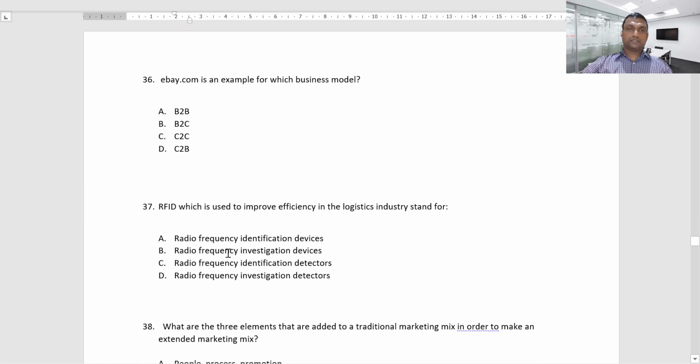Question number 36. eBay.com is an example for which business model? So I think most of you have heard about eBay. eBay is a website where you can sell something that you have, or you can display it or put it on that website. Anyone in the world who likes that product, who's willing to pay, can pay and purchase it from you. So let's look at what are these different types of business models.